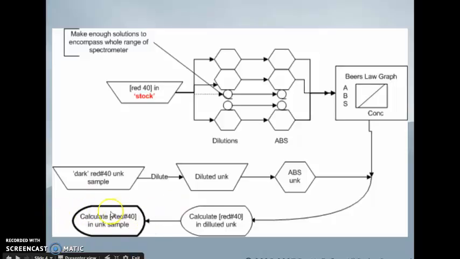This is what we're shooting for. This is our goal. This is our purpose, is to determine what's the concentration of red 40 in our original undiluted soda sample. Well, here we know what the concentration of the diluted sample is.